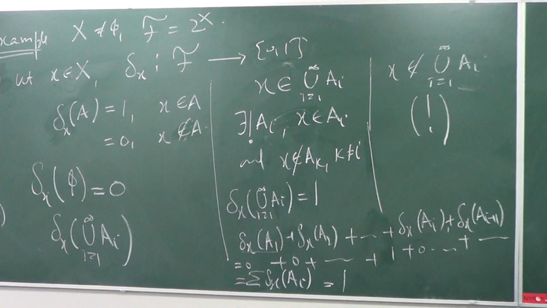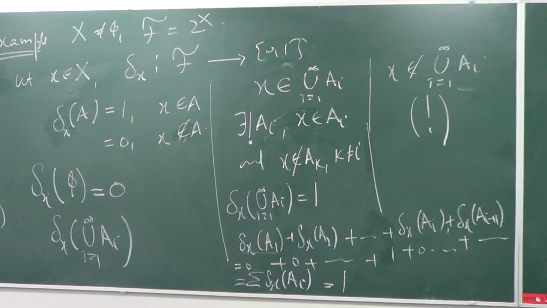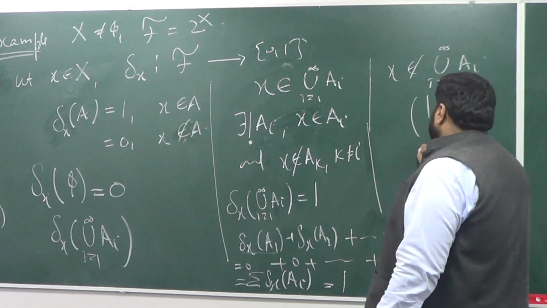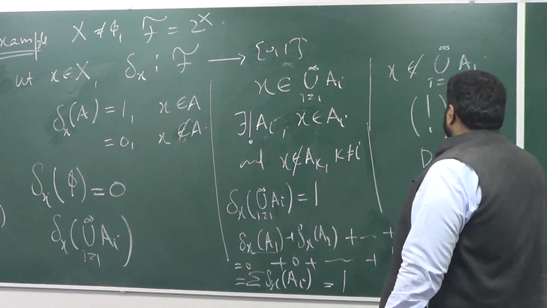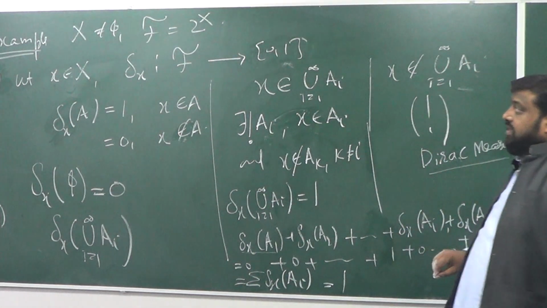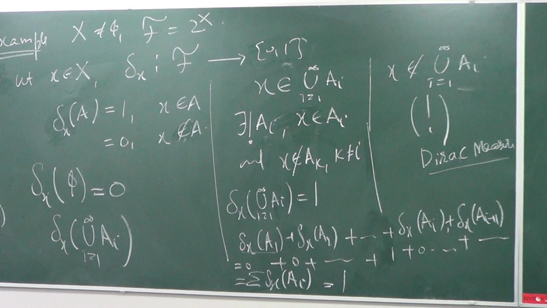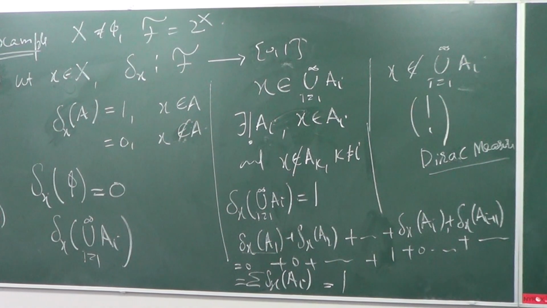Alright? So this measure is called a Dirac measure. And it has its own importance. It's called the Dirac measure. Dirac was a brilliant physicist, and a mathematician as well. That's also a contribution in mathematics.